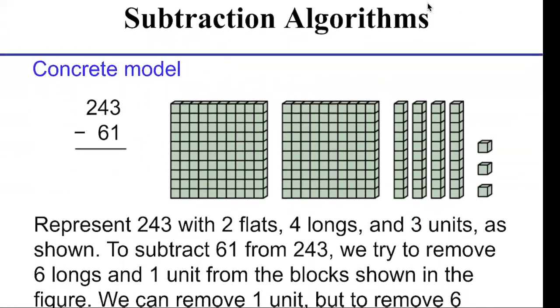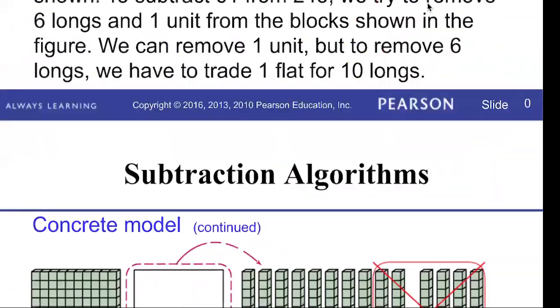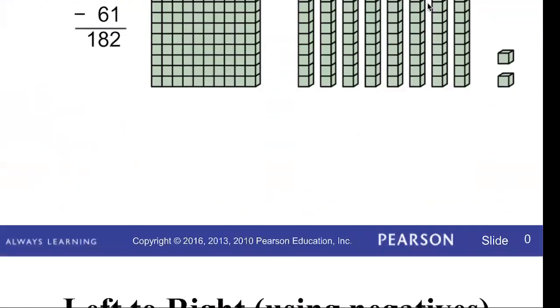Okay. Subtraction. Notice they built 243, and then you have to take that away. Well, I can take away the 1, but I can't take away the 60 because I only have 4 of the 10s. So you know you're going to have to exchange this for 10 more of those, and then you can take away the 6.